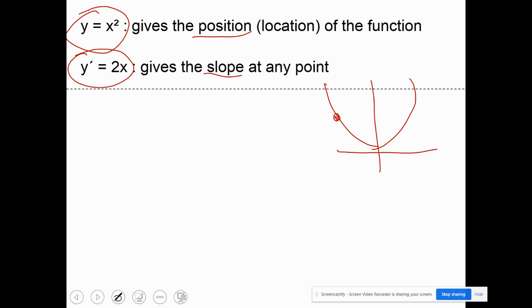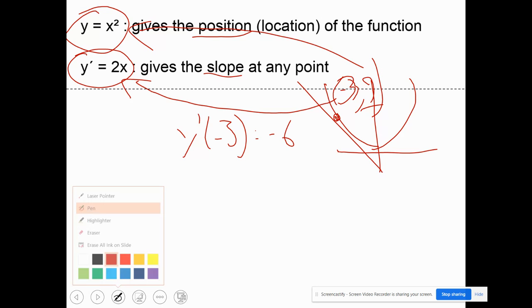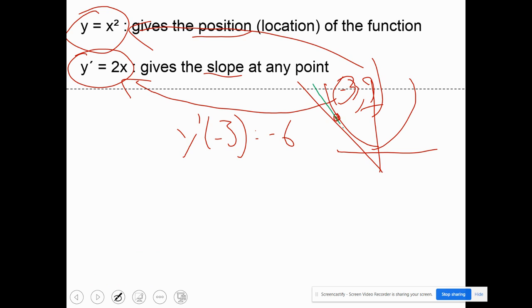You get these different points. -3, 9. When you plug -3 into the original equation, you get back y equals 9. When you plug -3 into the slope formula, you get -6. That's how steep that curve is at that point. If you think about drawing a tangent line there, if I can actually draw a tangent line, maybe that's a little better. That should have a steepness of -6.